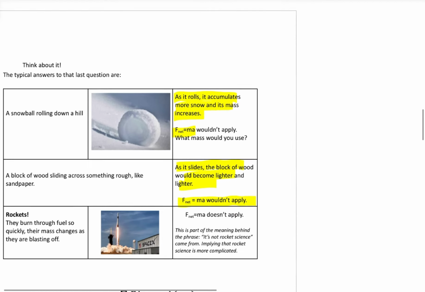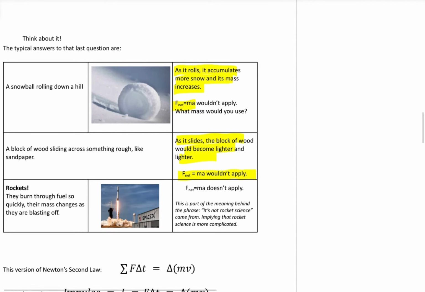The big example is my little SpaceX graphic here: rockets. When rockets are launched, they burn through fuel so fast that they're kind of like the block of wood sliding on sandpaper. Their mass gets lighter as they go. Since their mass is changing, they can't use F net equals ma to describe the forces on rockets. They'd have to use the more complicated calculus version. This is where the phrase "it's not rocket science" came from. Rocket science is more complicated, so if it's not rocket science, it's a simple situation.